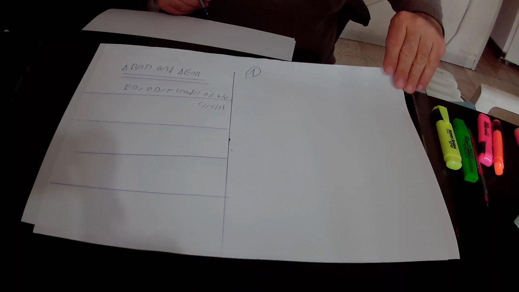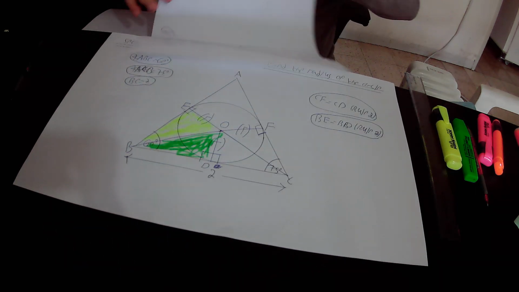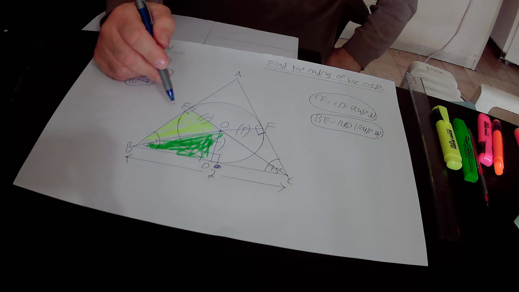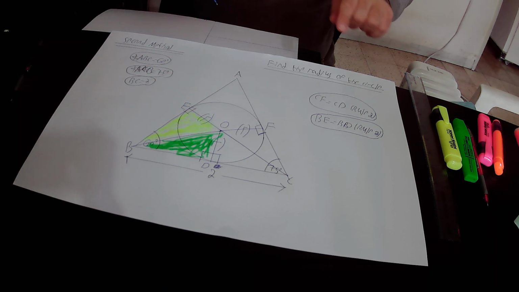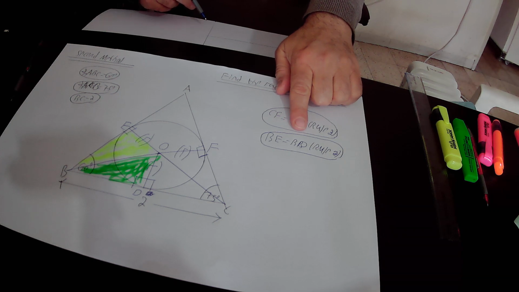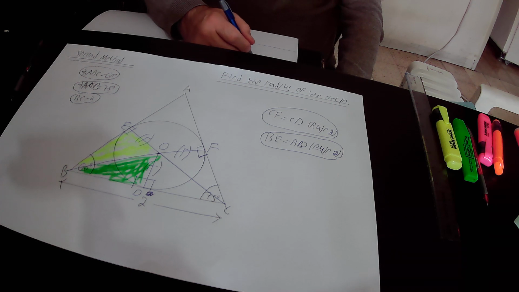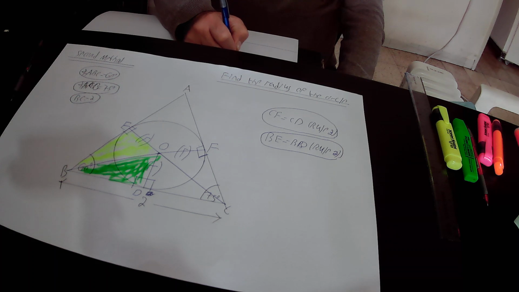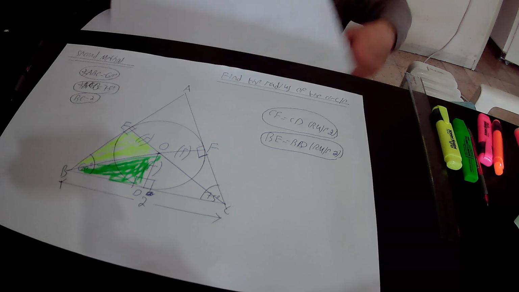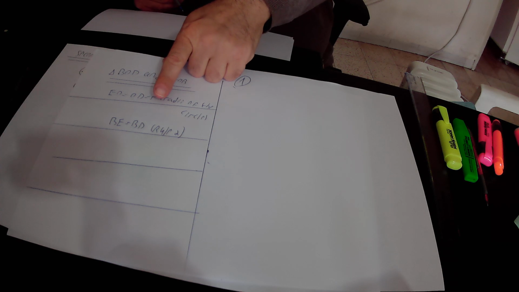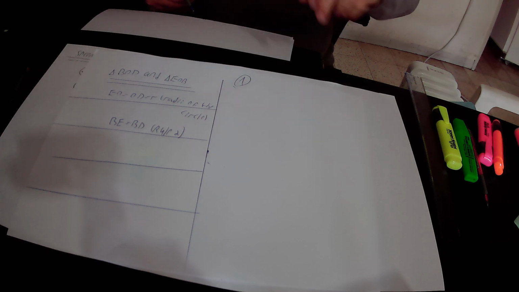In addition, BE equals BD according to rule number 2. Here, BE equals BD according to rule number 2. Repeat again. Side BE of the yellow triangle equals side BD of the green triangle according to rule number 2.